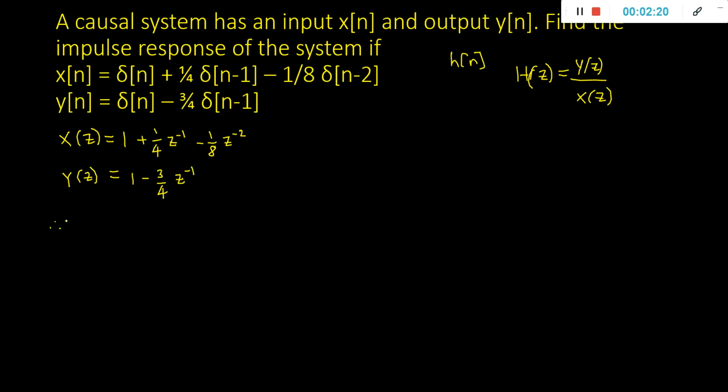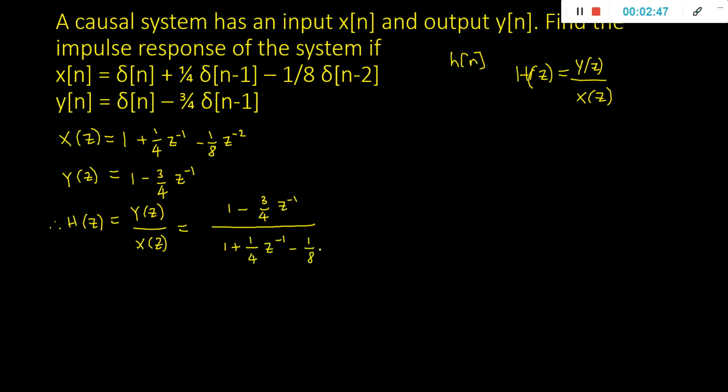Therefore, let me look at the system function h of z. H of z is given by y of z divided by x of z. That means this is going to be equal to 1 minus 3 by 4 z to the power minus 1 divided by 1 plus 1 by 4 z to the power minus 1 minus 1 by 8 z to the power minus 2. Now it is very easy for us to see that h of z is given by this equation.